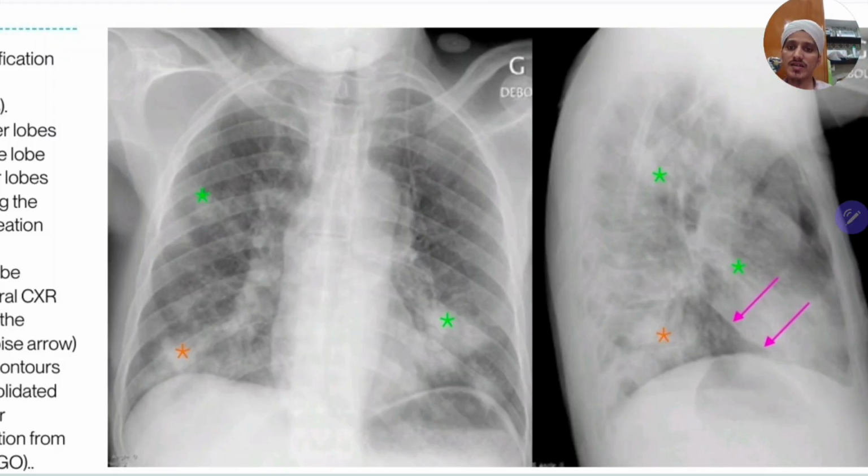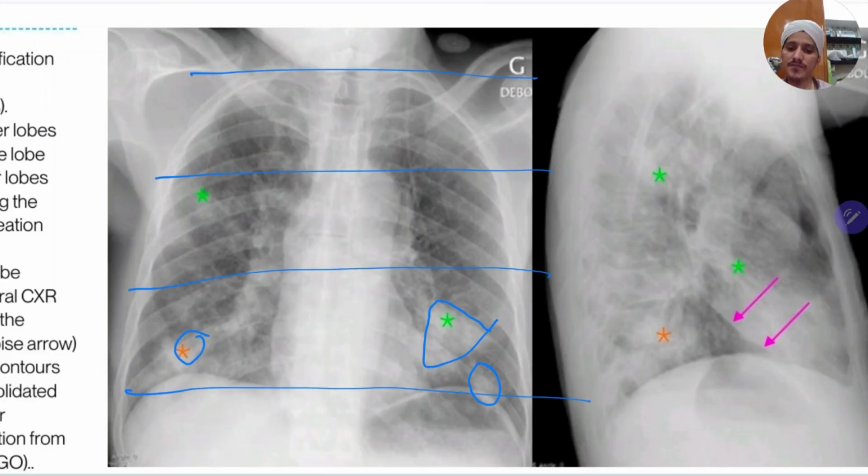So exposure is okay, trachea is okay. And you are seeing multiple signs of consolidation. See here, this is the lingular lobe, and here also some patchy opacification. Here also opacification. If you divide this into three zones, here also you are seeing opacification. Patchy, multiple. Here you can see air bronchograms.